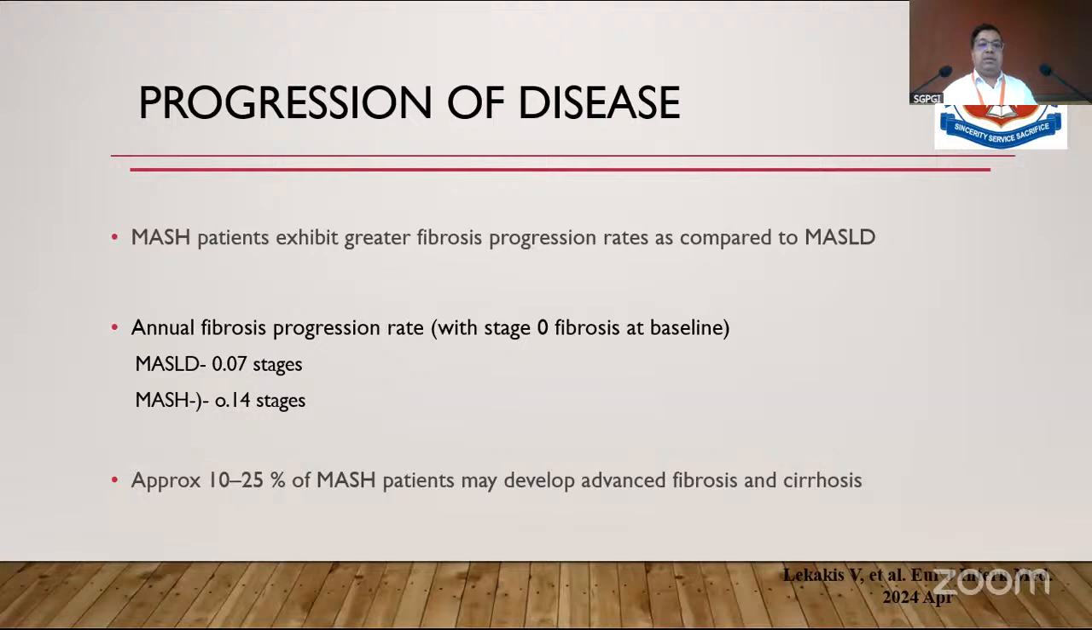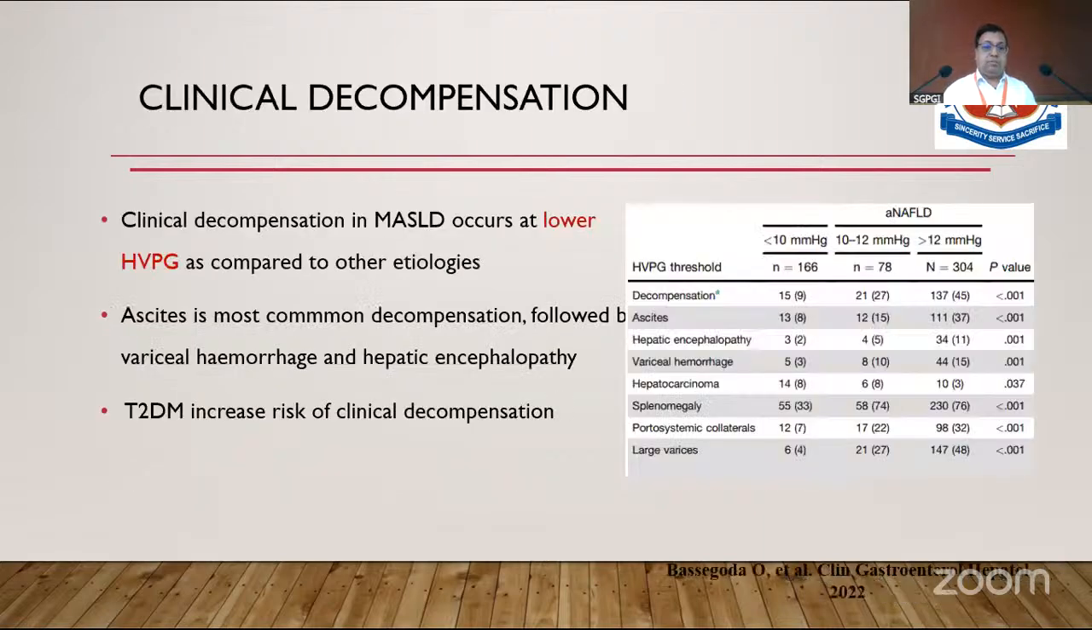MASH patients exhibit a greater fibrosis progression rate as compared to simple MASLD. Annual fibrosis progression rate in MASLD is about 0.07 stage per year, and in MASH about 0.14 stage. Approximately 10 to 15% of MASH patients may develop advanced fibrosis and cirrhosis. Clinical decompensation in MASLD occurs at lower HVPG as compared to other etiologies. Ascites is the most common decompensation. Type 2 diabetes mellitus increases the risk of clinical decompensation.